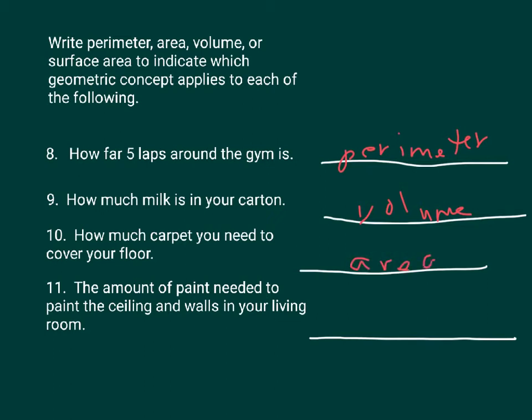Now you can make a case for one of two answers on number 11. The amount of paint that you need to paint the ceiling and walls of your living room. I'm thinking surface area because there's more than one plane that we're talking about. We're talking about the flat plane of the ceiling and then the different planes that the walls occupy. So we'll go surface area. You could make a case just for area, as you could for almost any surface area kind of answer. So we'll say surface area on 11.